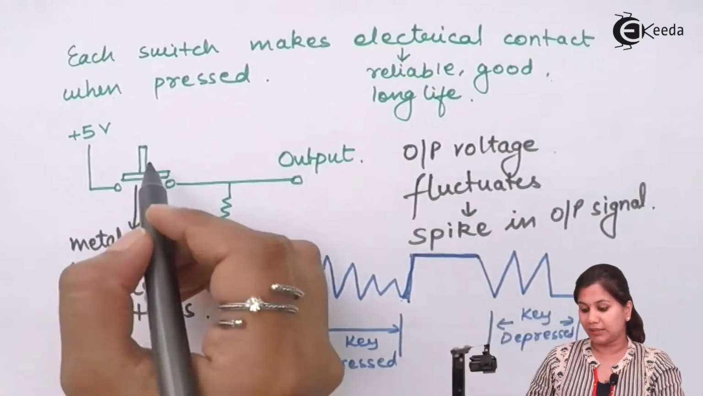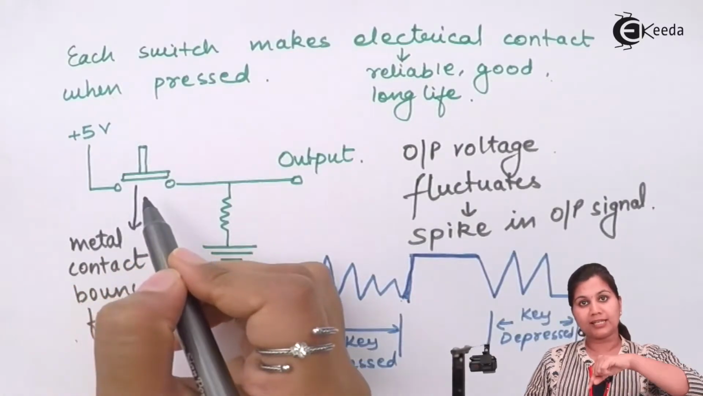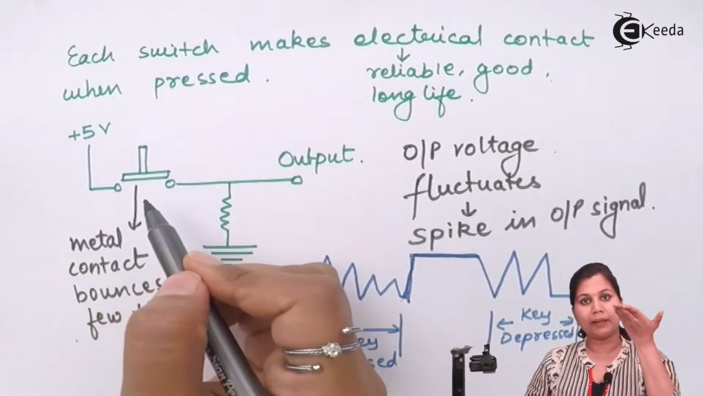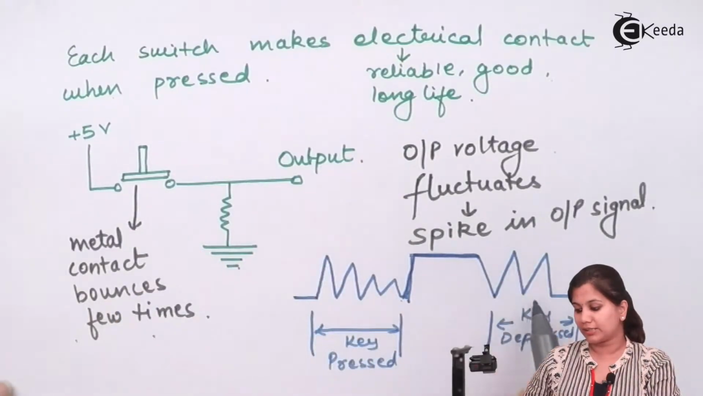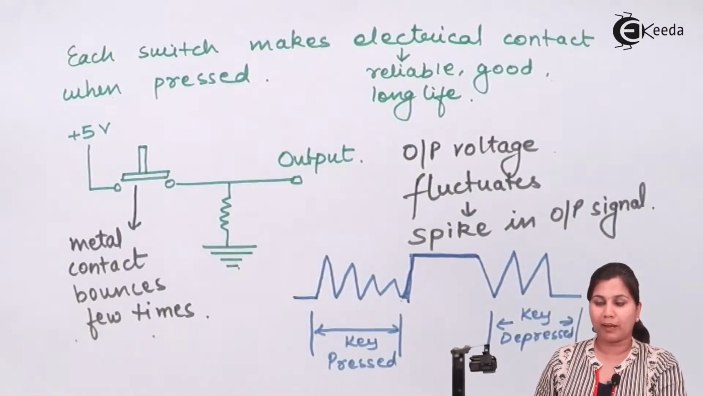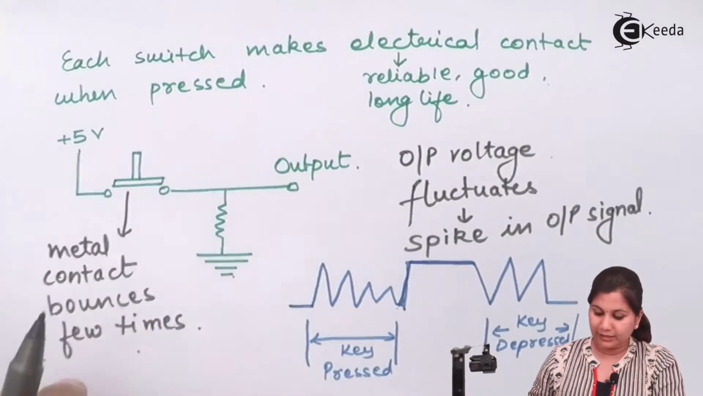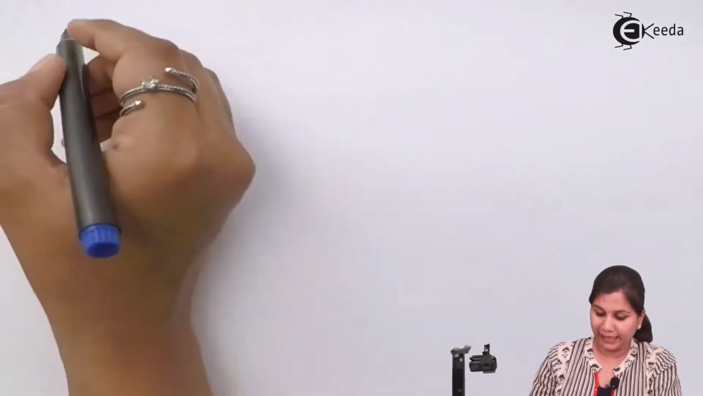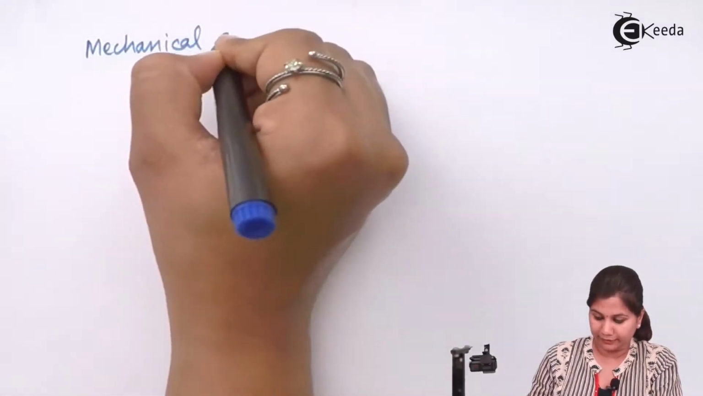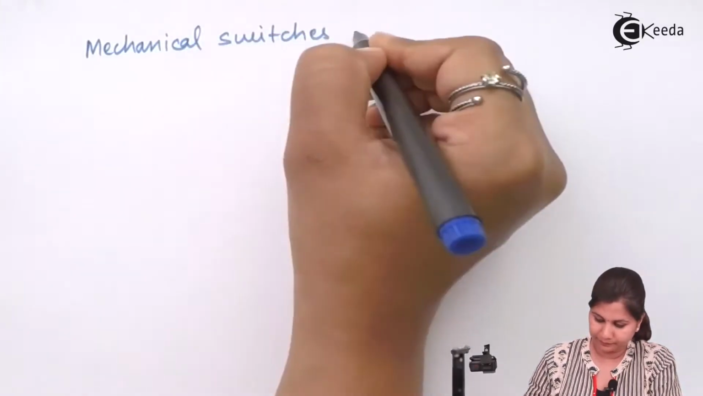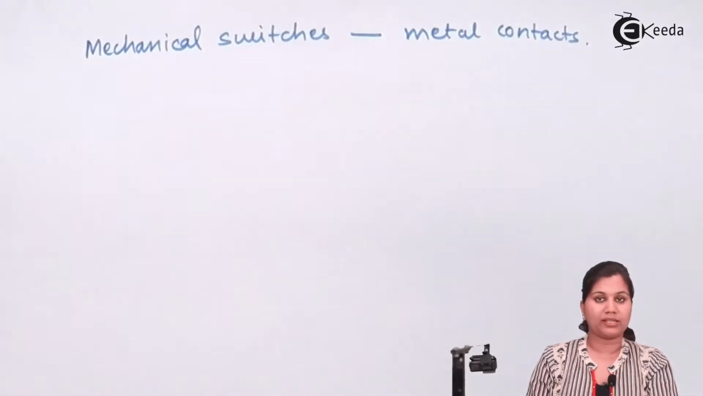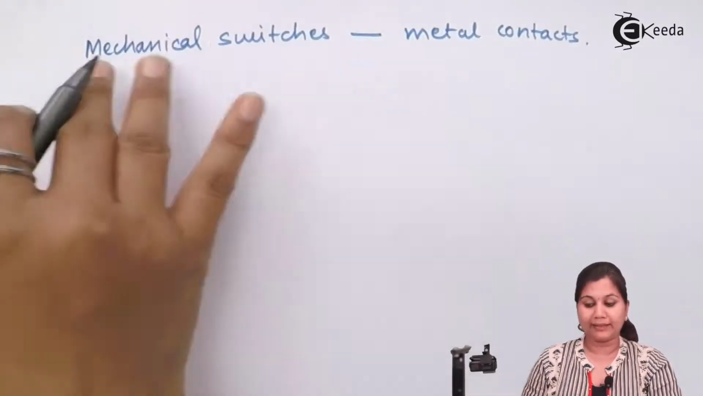After that, when this key is released, okay, when we are removing our finger, the key is again coming back to its position, then this is the key depressed. At that time also the metal contact is going to bounce back. Okay, so it is the problem associated with the mechanical switches in which we are having a metal contact. Okay, this bouncing problem is related with the mechanical switches.